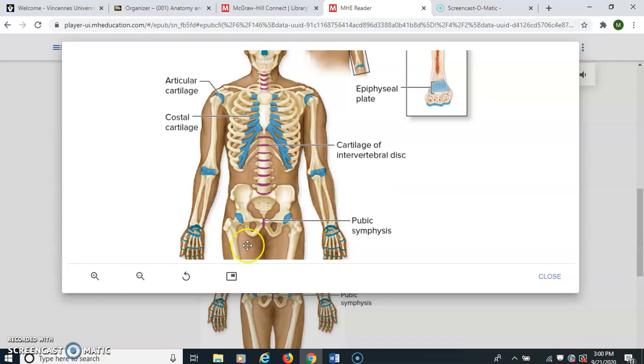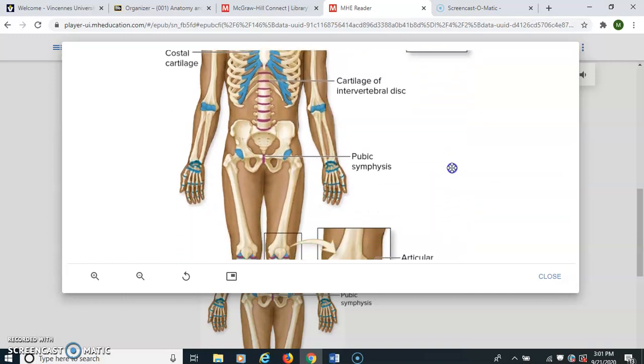The next place you can find it is a little fibrocartilage pad that is connecting the right pubic bone to the left pubic bone. They call that the pubic symphysis. That's what that little fibrocartilage piece is called in this area. And that's actually a joint, just like the intervertebral discs are joints as well. But these specific joints and the cartilage that are part of them are called intervertebral discs. And this particular joint with the cartilage between the two pubic bones is called the pubic symphysis.